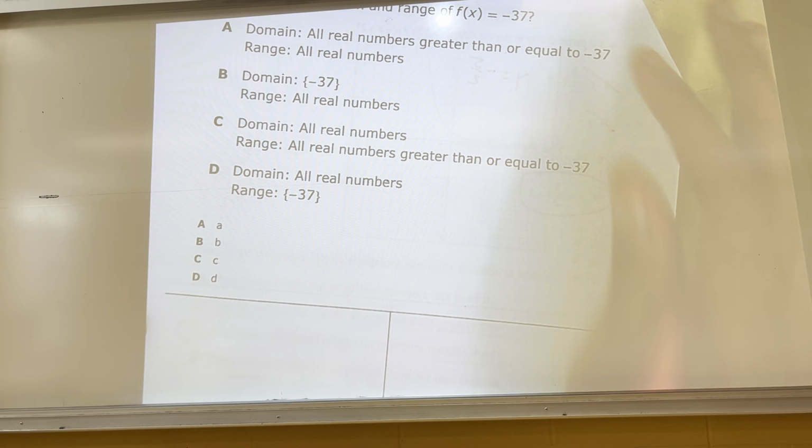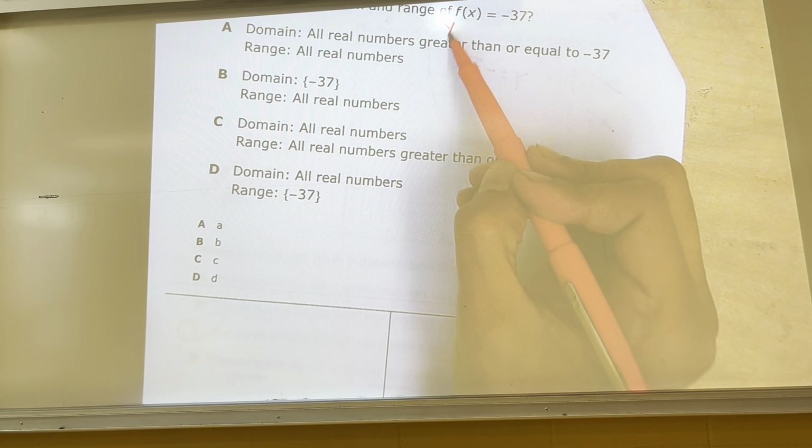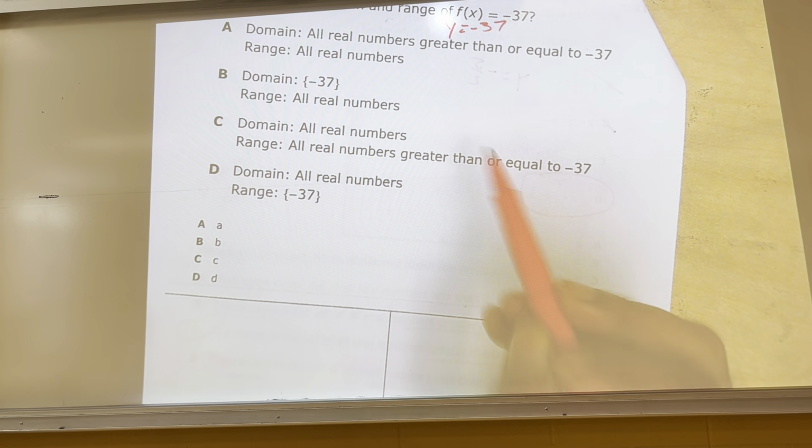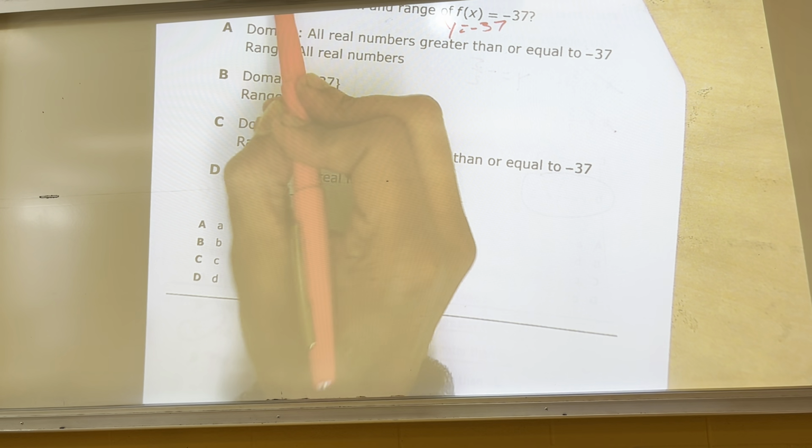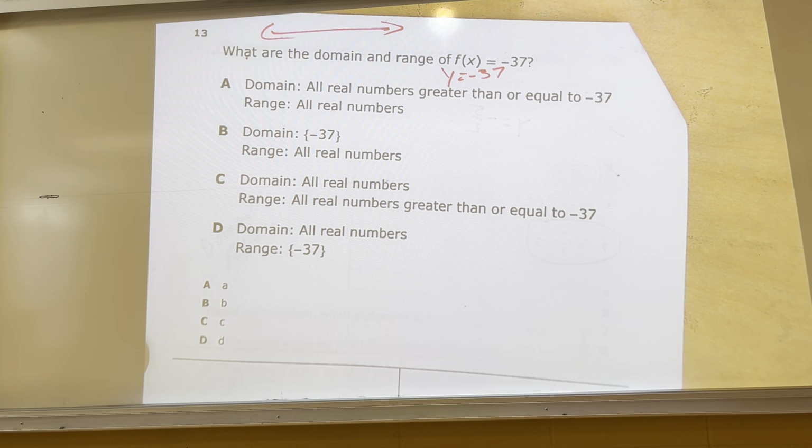Okay, what is the domain of this? This is y equals -37. What does that look like? It looks like that. A horizontal line. Which means the domain is all real numbers.